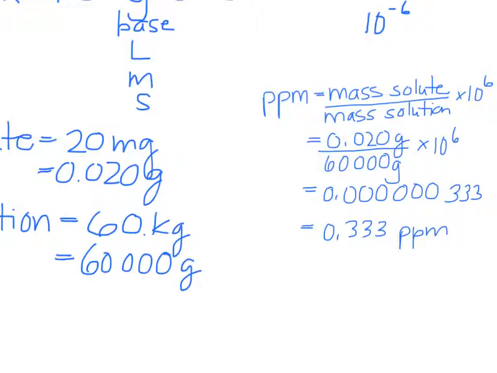Okay, so when you punch this in on your calculator, if you do all of this in one step, you should get this answer. If you just did this, you'll get this, and then you need to do the times 10 to the 6th. Does that make more sense? The 10 to the 6 is replaced with the ppm.